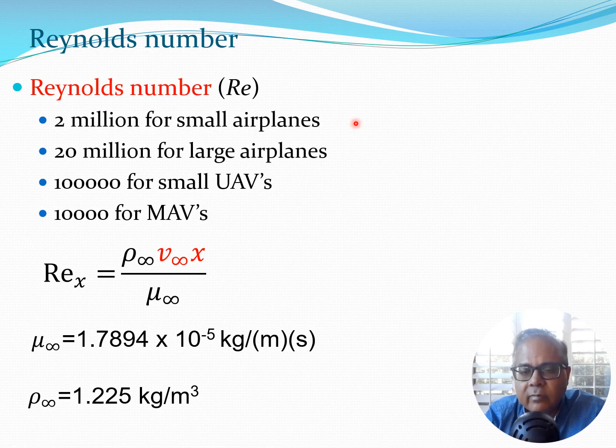For example, it will be about 2 million for airplanes which are relatively small, 20 million for large ones such as the transports and the passenger planes which fly between continents and between large cities. It's about 100,000 for the small unmanned air vehicles, and for micro air vehicles it may range to 10,000 and so on. Now there are also regimes like very low speed Reynolds numbers, which are essentially purely viscous flow regimes. So as you go from high Reynolds number to low Reynolds number, the impact of viscosity is going to go up. That's something you can see from this equation here.